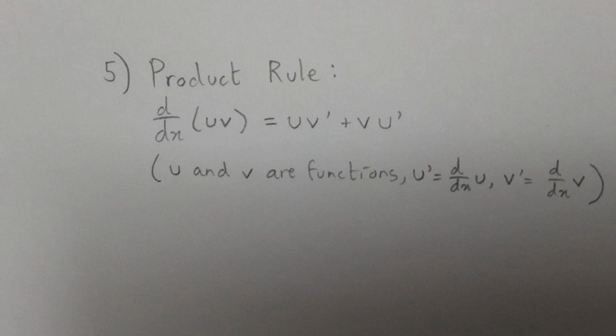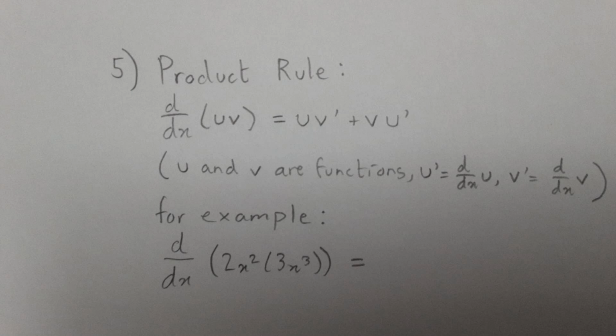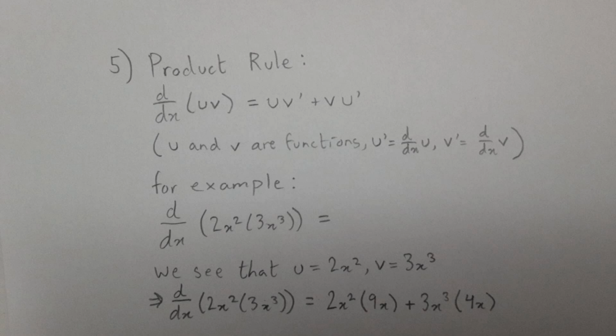Another rule is the product rule. It states that the derivative of a function u times a function v is equal to u times the derivative of v plus v times the derivative of u. For example, let's take the derivative of 2x squared times 3x cubed. We can see that u is equal to 2x squared and v is equal to 3x cubed. So the derivative of 2x squared times 3x cubed is equal to 2x squared times 9x plus 3x cubed times 4x.